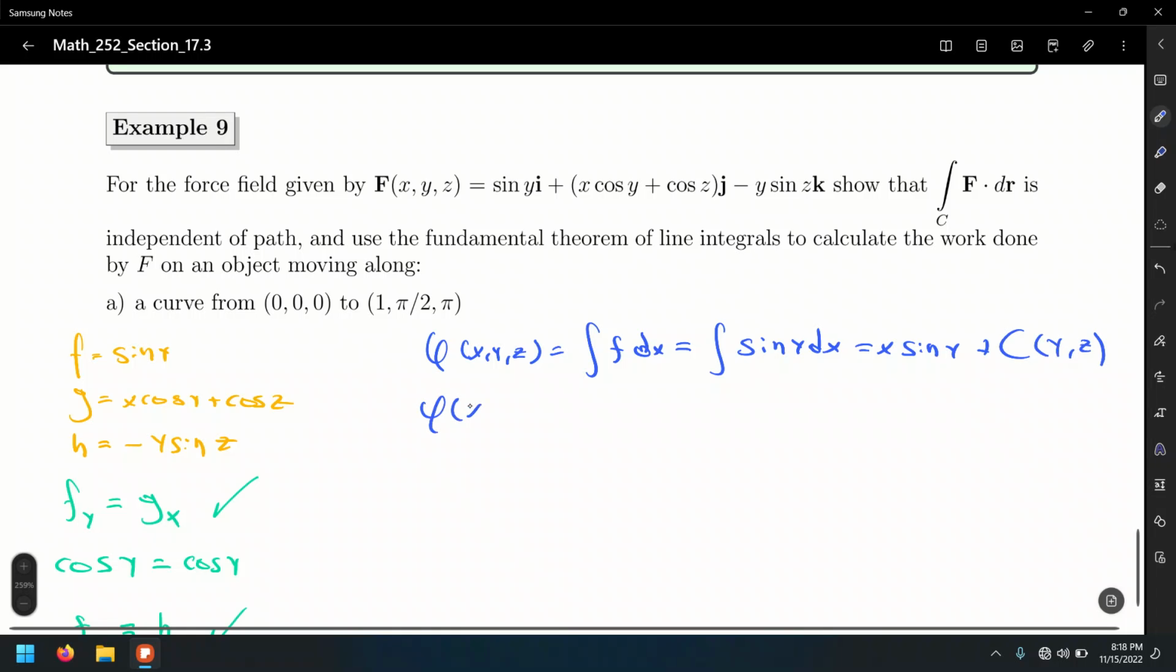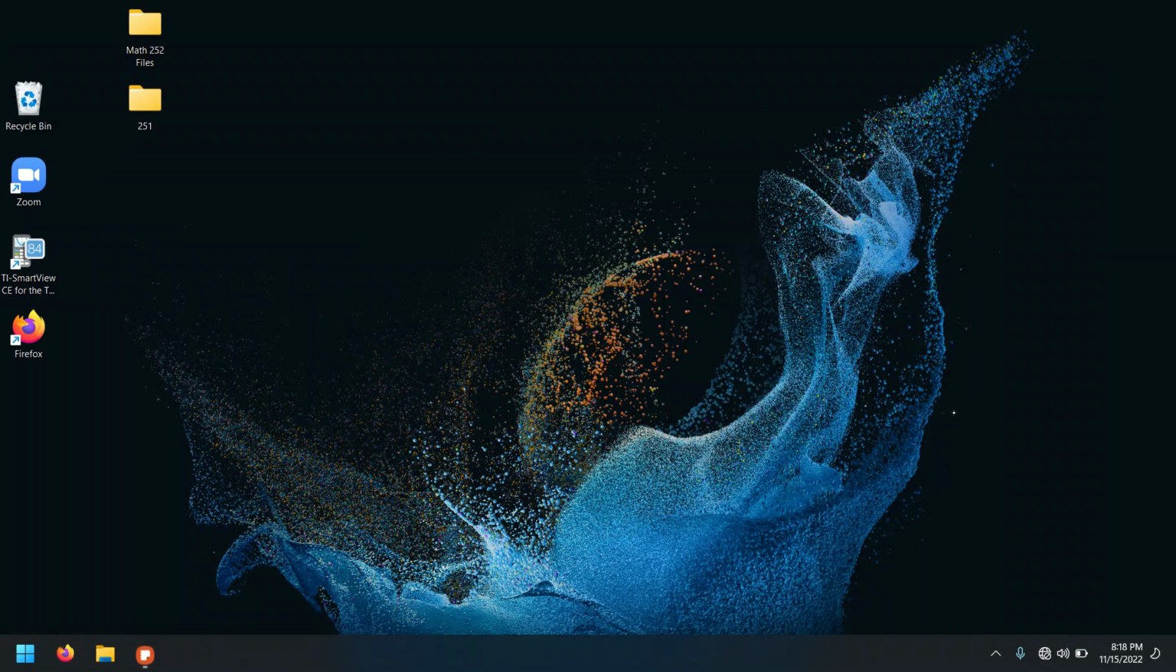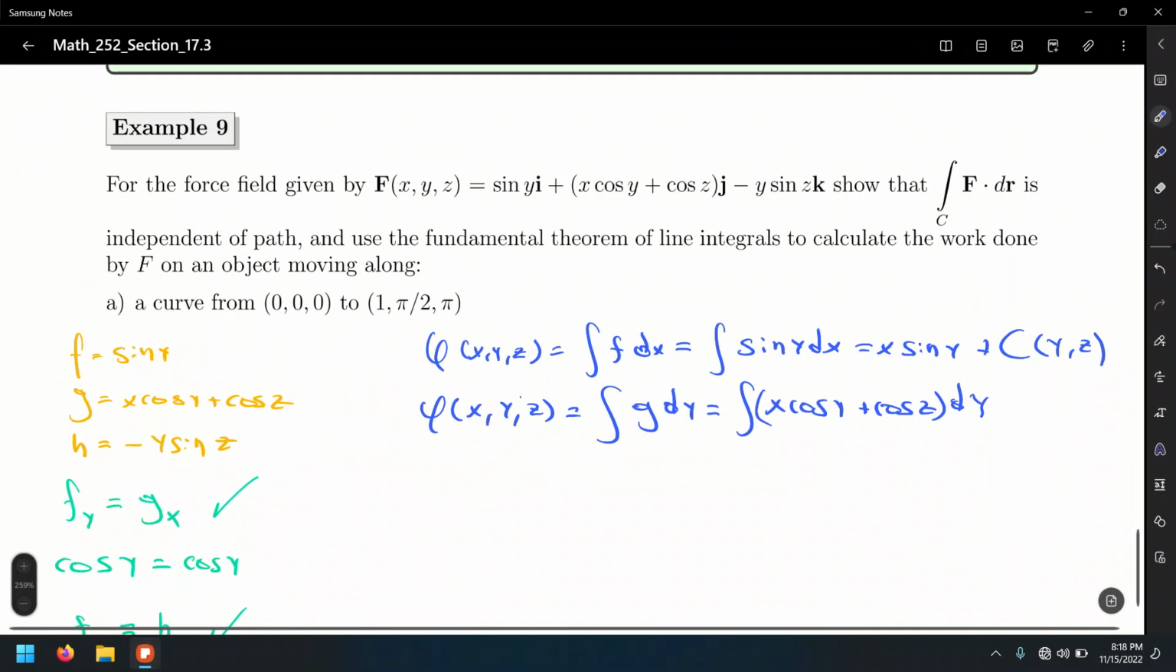The second part for the potential function is the partial integration. That is the integral of g with respect to y, and that's the integral of x cosine y plus cosine z. This one is going to require more terms, but it's all right. Well, x is constant in the first term. In this case, dy. We're integrating with respect to y. So the integral of cosine, isn't that a sine? So that's x sine y plus the integral of cosine with respect to y, that's y cosine of z, plus some constant that potentially depends on x and z.